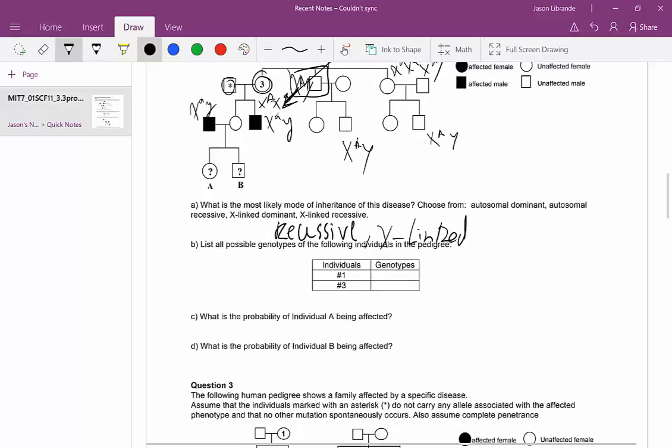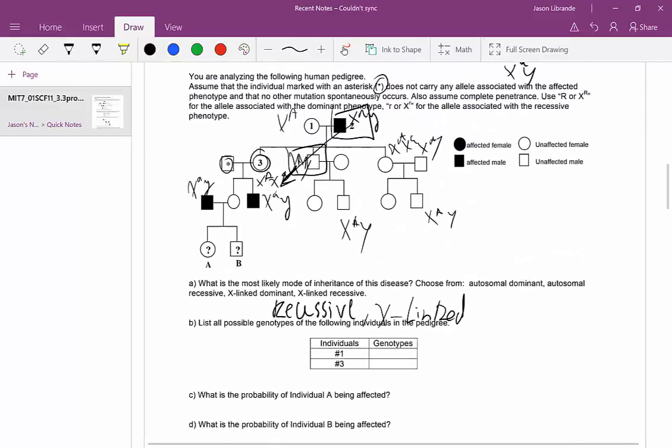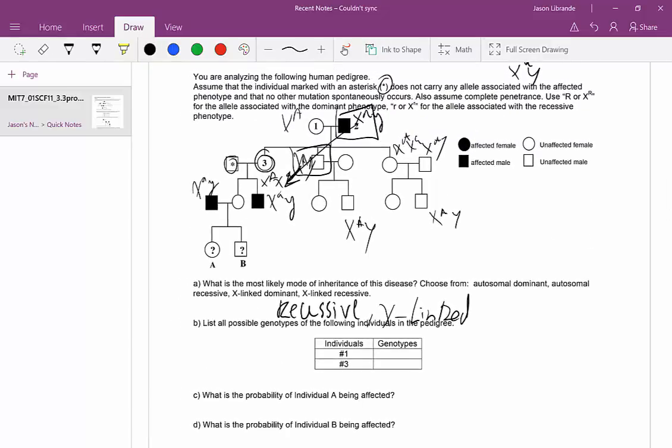And let's see what genotypes we need to find. So we need to find 1 and 3. So for 3, it's pretty straightforward. We already figured that out. So it is heterozygous. For 1, it's a little bit more tricky.